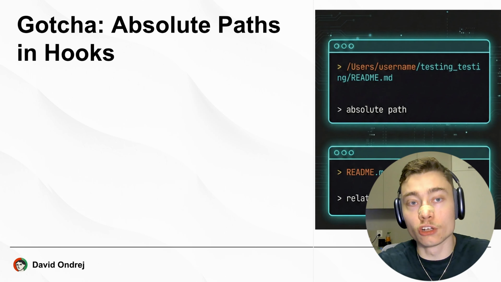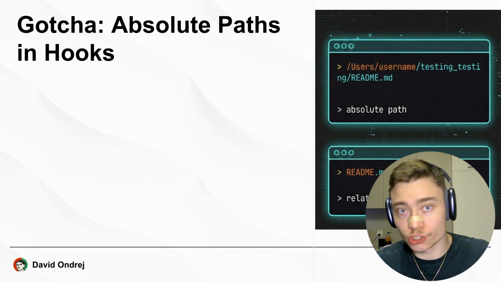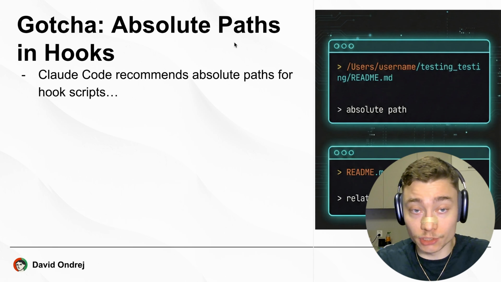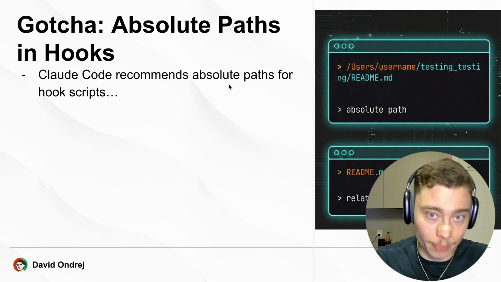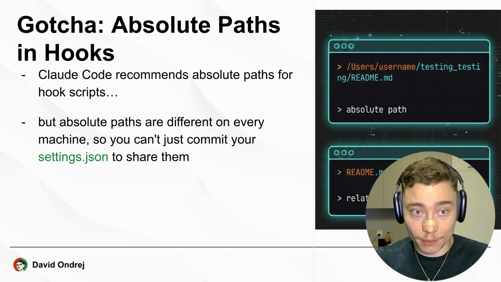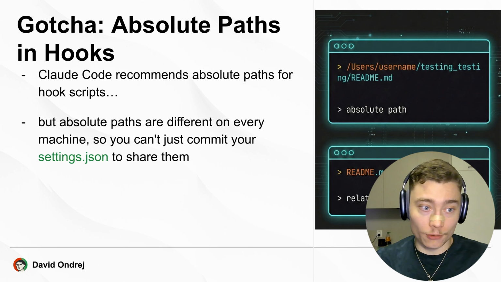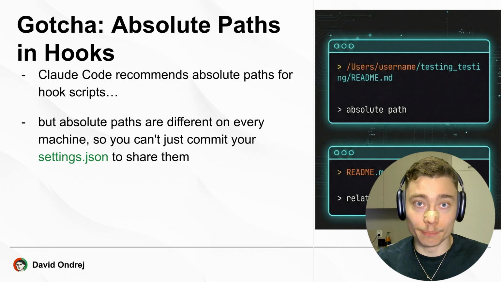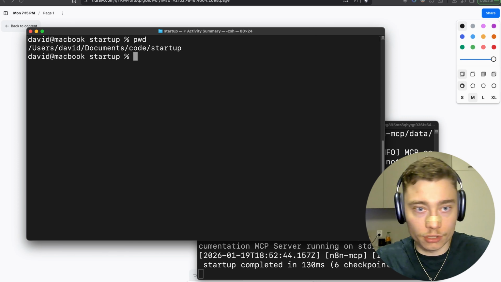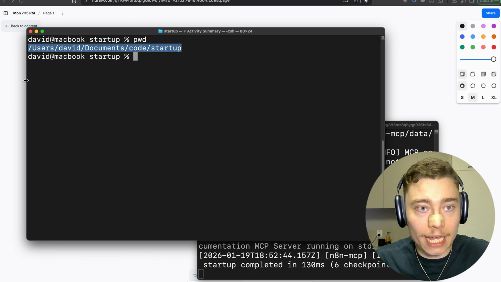Now, here's something that a lot of people don't understand about hooks in Claude Code, and that is absolute paths. And actually, Anthropic themselves recommend using absolute paths for the hook scripts. But of course, absolute paths are different on every machine, so you can't just commit your settings.json to share them, right? The absolute path to a certain file or to a certain directory depends on the file structure of your computer. So for example, here for my startup folder, if I do pwd, which is a terminal command, I can see the absolute path of where this folder is located on my computer.